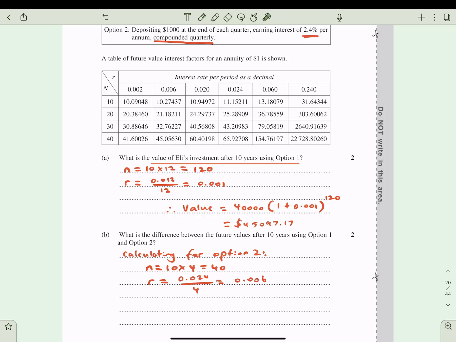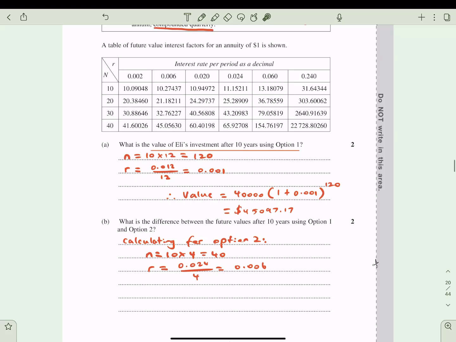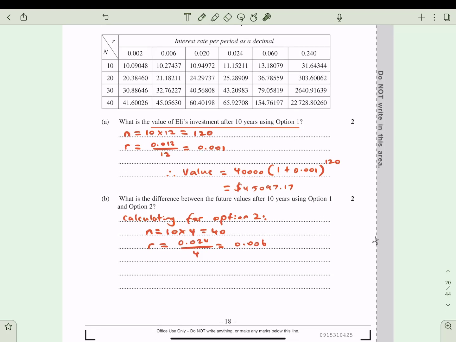Now, from here, we need to find the multiplier. So the future value multiplier can be found using the table they give us. Okay, that's why they give us the table. They don't give us the table for no reason. So, first of all, 0.006, let's look at this column therefore. The number of periods is 40, so therefore it's going to be 45.0563.